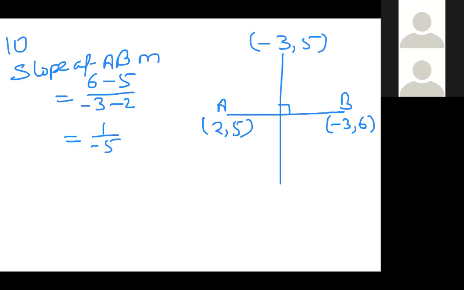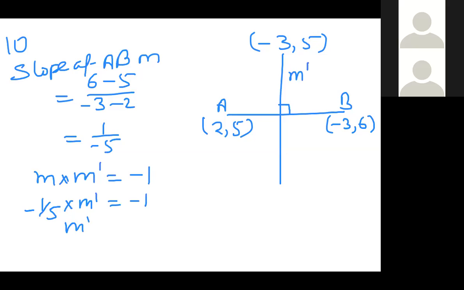Now, another line, a perpendicular line, whose slope we are supposing to be M dash. These two lines are perpendicular, and we know that the product of the slopes of two perpendicular lines is minus 1. So the value of M is 1 upon 5, into M dash equals minus 1. Minus 2, minus cancel. M dash is equal to 5. The slope of the perpendicular line is 5.